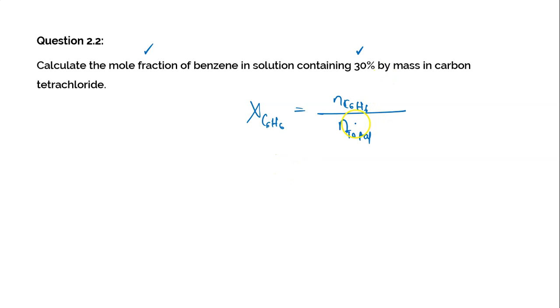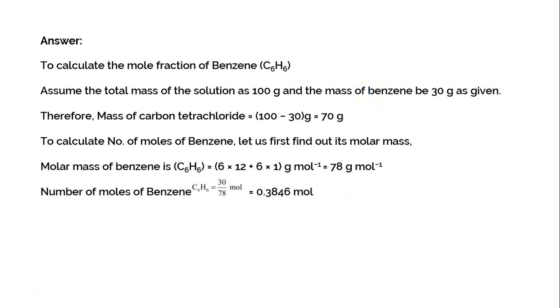So first of all, you need to calculate number of moles of benzene. And we know that number of moles is nothing but weight by gram molecular weight. So gram molecular weight of benzene is constant, that can be calculated from the formula itself. But then weight of benzene have to be identified from the data given in the question. They say that it is 30% by mass. 30% by mass refers to if you have a solution of 100 grams in total. Out of this 100 grams, 30 grams is benzene and remaining 70 grams is nothing but carbon tetrachloride.